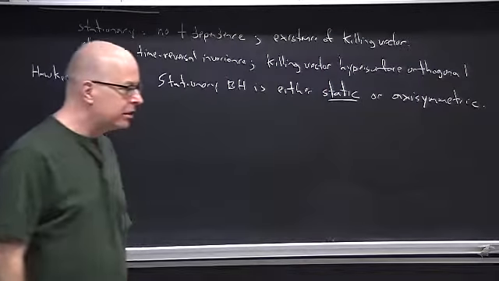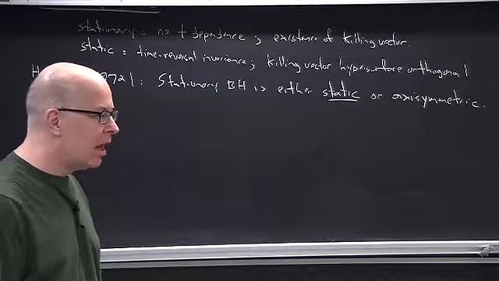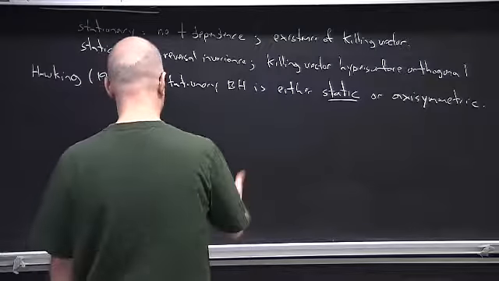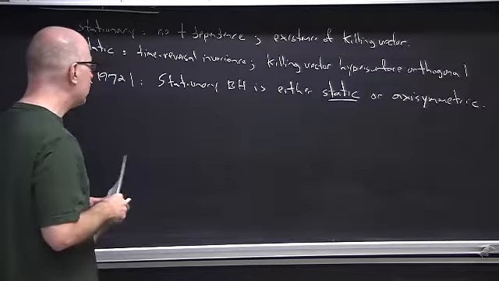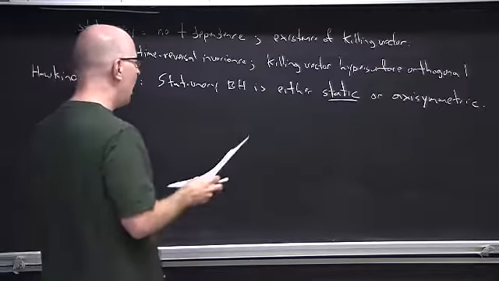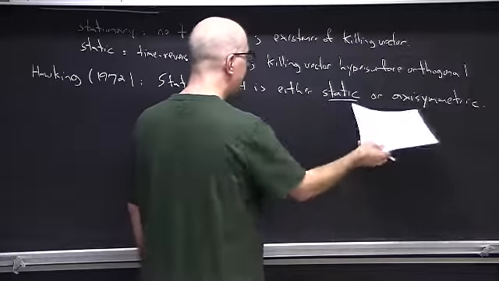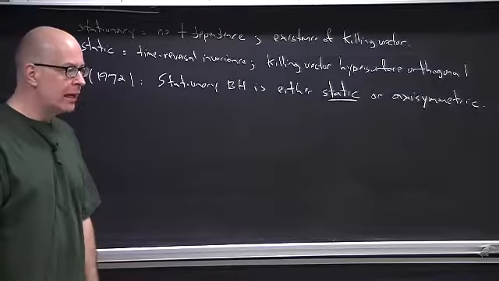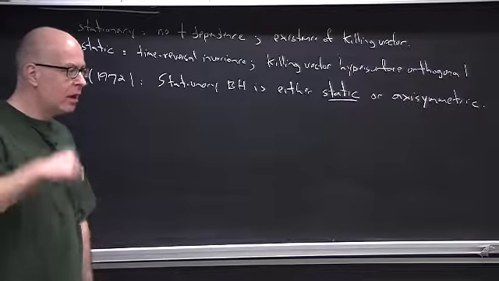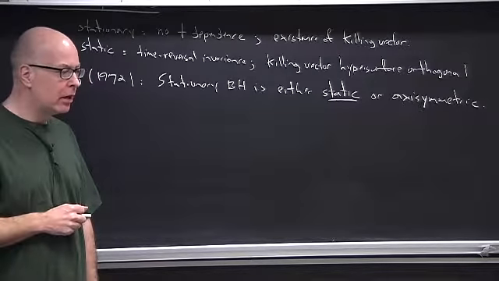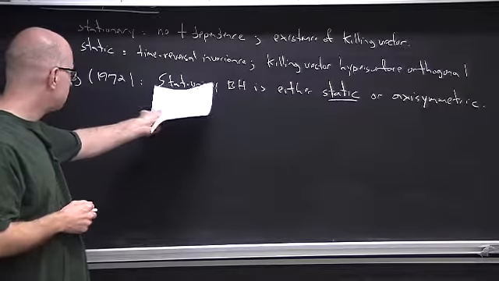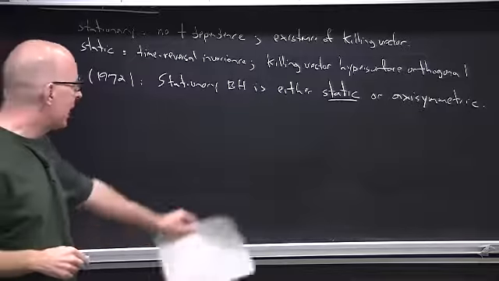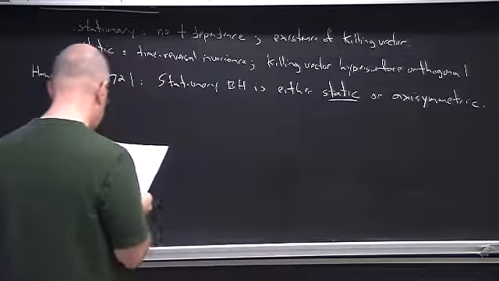So if it's static, that means that it's non-rotating, and that means that we have, well, at least one time-like Killing vector. That's the only one we care about. But if it's rotating and it's not static, then it's going to be axisymmetric, which means that we're going to have two Killing vectors at our disposal. The time-like Killing vector that the stationary property guarantees, and then the rotational Killing vector that the axisymmetric property guarantees.